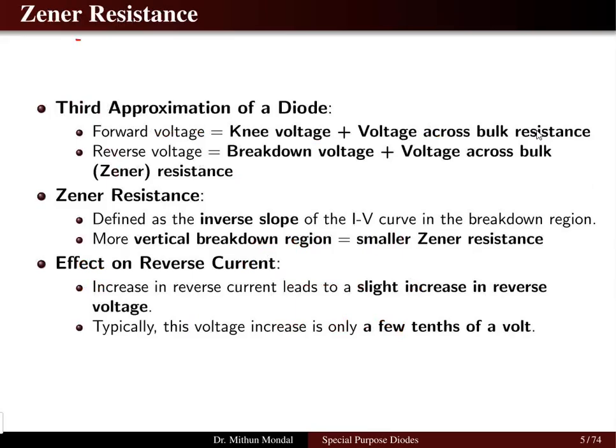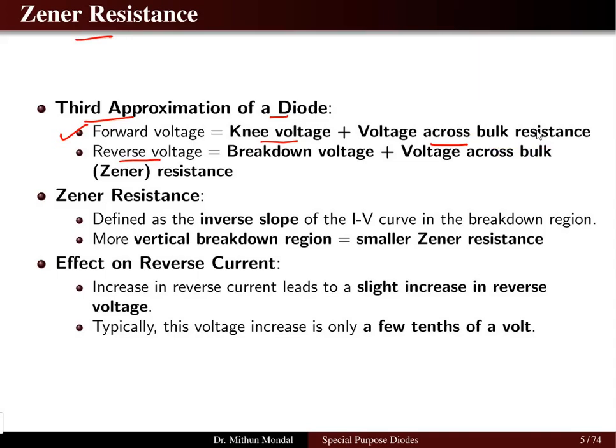When we talk about the Zener resistance, usually we go with the third approximation of a diode. If you remember, we have discussed the second approximation in the previous lecture when we discussed the diode circuits. So the forward voltage is nothing but the summation of the knee voltage plus the voltage across the bulk resistance, which is due to the semiconductor properties offering the resistance. We have discussed what bulk resistance is in the previous lectures.